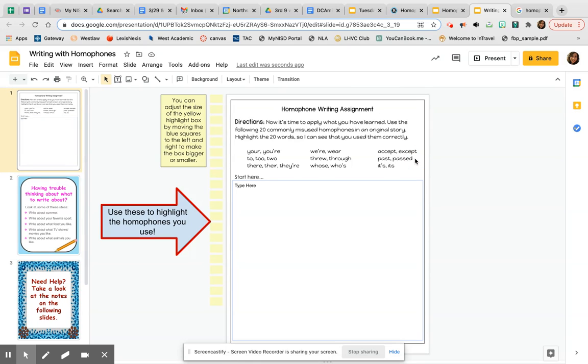Past and passed we went over on Tuesday. Where and wear are in your assignment from Wednesday. Through and threw is from Monday. Whose and who's was on your assignment for Wednesday. So if you need help, you can look back there or I can help you.